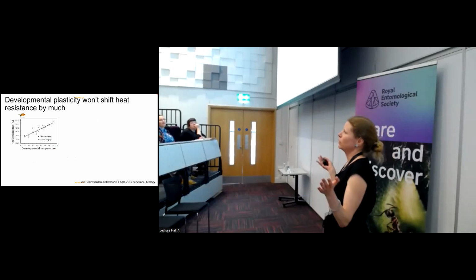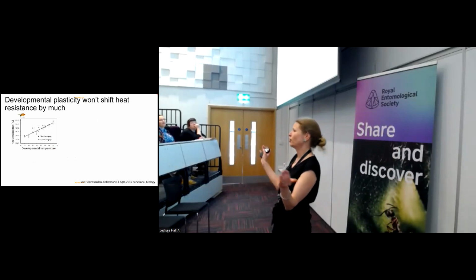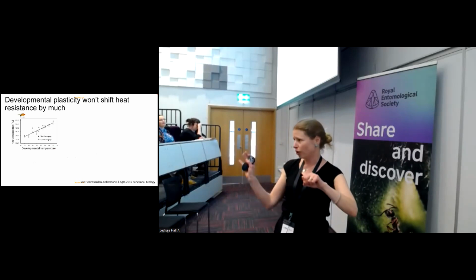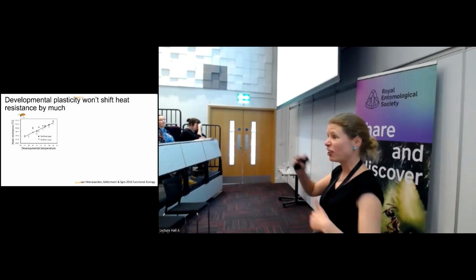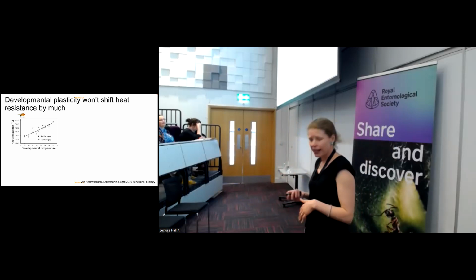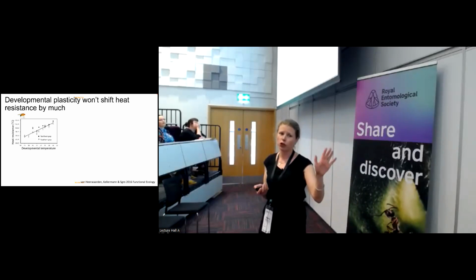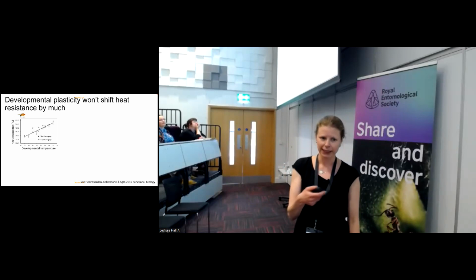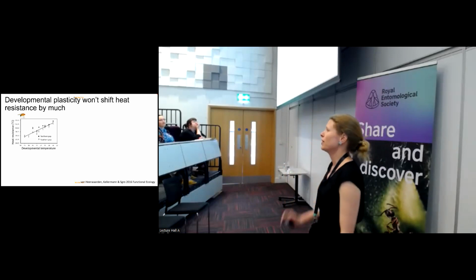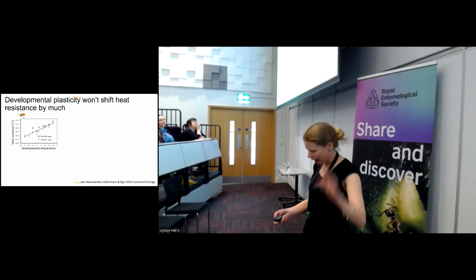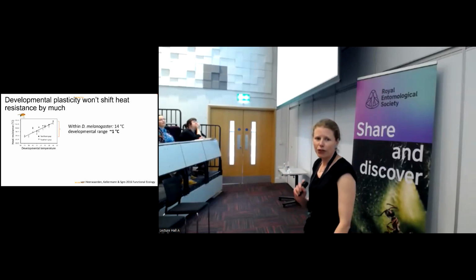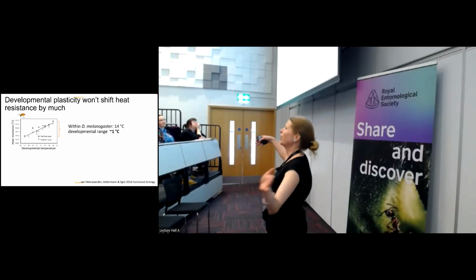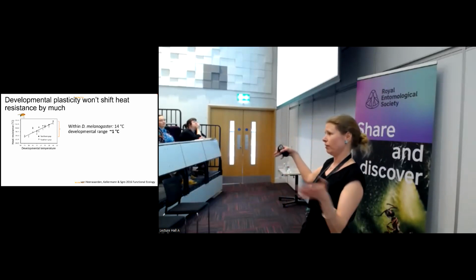So we were really interested in this question of how much can developmental plasticity, so developing flies from egg to adult under different temperatures, actually shift heat resistance? This is some work that we did in 2 populations of Drosophila melanogaster, and we had a range of different developmental temperatures, which you can see on the x-axis, and heat resistance on the y. And what we found is that over a 14-degree temperature range, we could only increase heat resistance by about 1 degree.